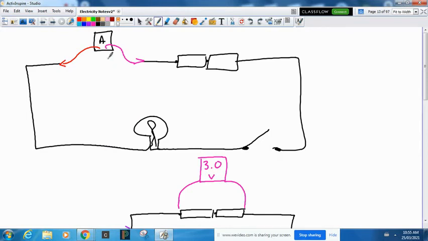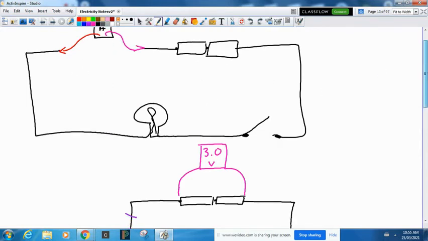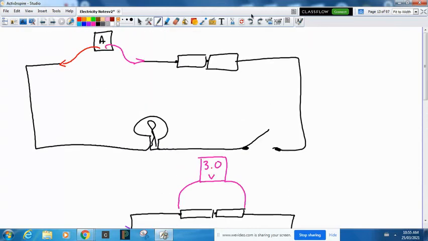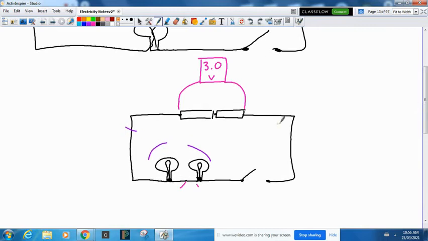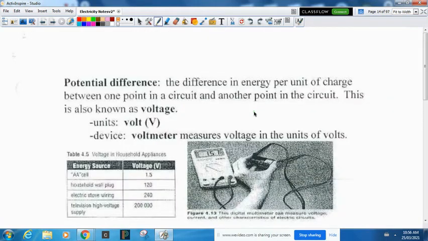And there you can see what it looks like in everyday life. If you want to measure amperage, it's actually wired in here. And if you want to measure voltage, you're holding it across and then touching the two parts.